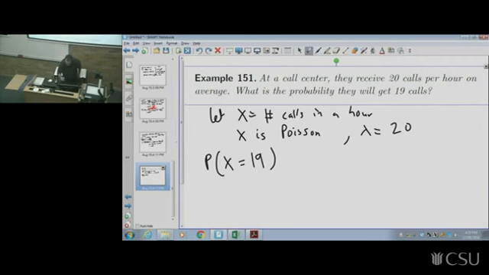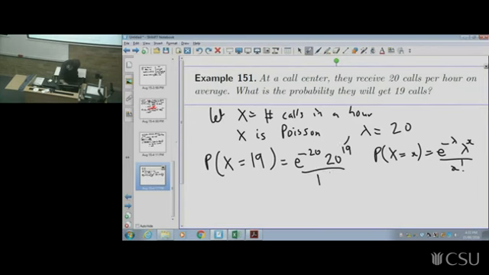The general formula we want to plug in is e to the power of minus lambda, times lambda to the power of x, over x factorial. To apply it, it's e to the power of minus lambda. What's lambda again? 20. So e to the minus 20, times 20 to the power of 19, all over 19 factorial. That's going to be a big number. e to the minus 20 is a really small number, 20 to the power of 19 is huge, and 19 factorial is pretty big too. It's going to take a while for the calculator to do its thing.